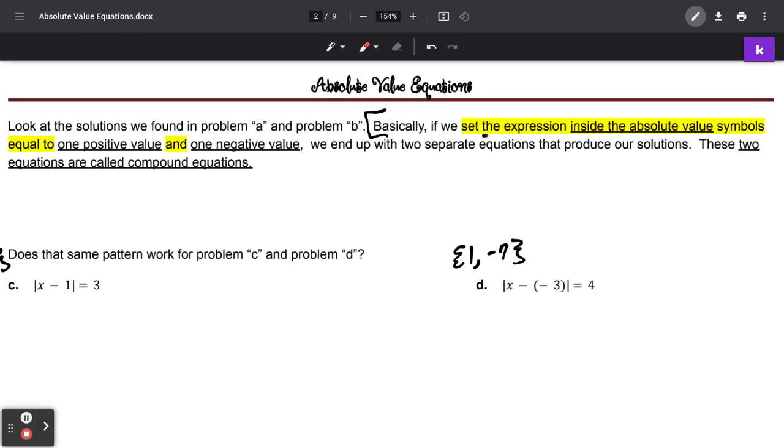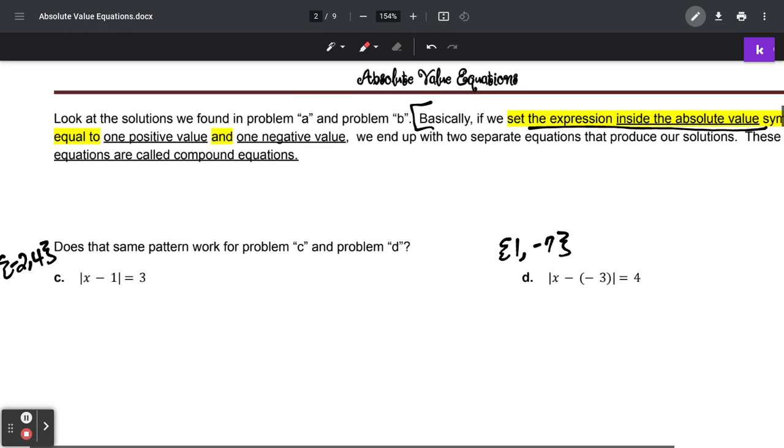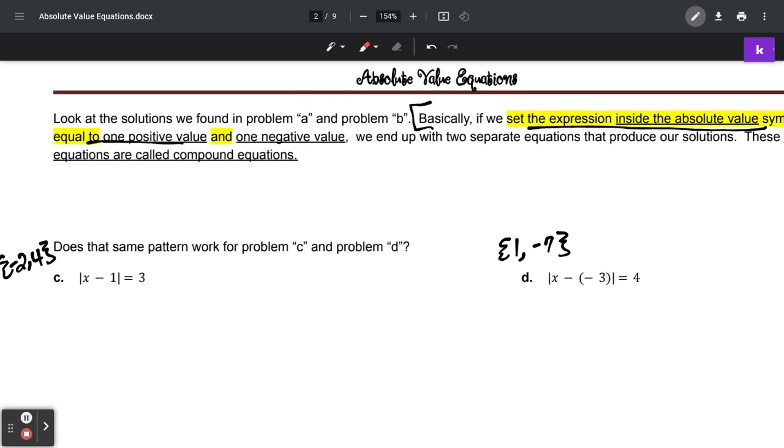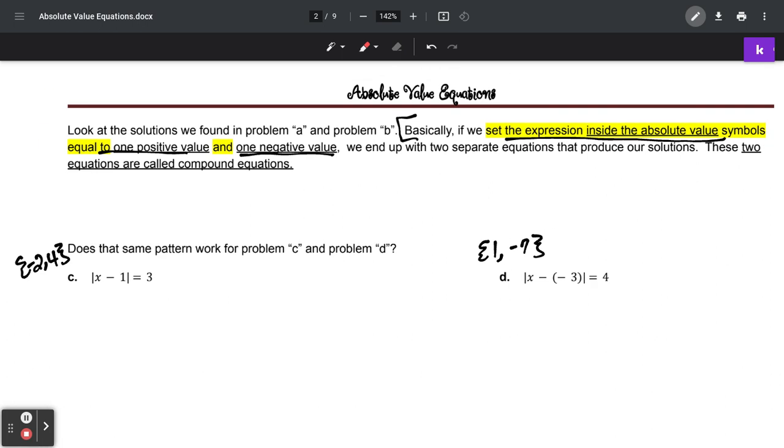Basically, what we want to do is set the expression inside the absolute value symbols equal to one positive value and one negative value of what's on the other side of the equal sign. When I say the equation, I'm talking about what's on the inside of the absolute value symbols. Got to be on the inside, okay? So we set it equal to one positive and one negative value of what's on the other side of the equal. We're going to end up with two separate equations that produce our solutions.